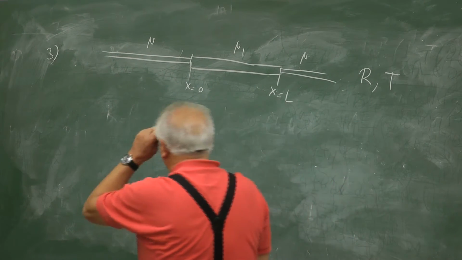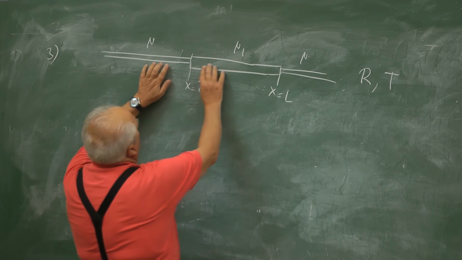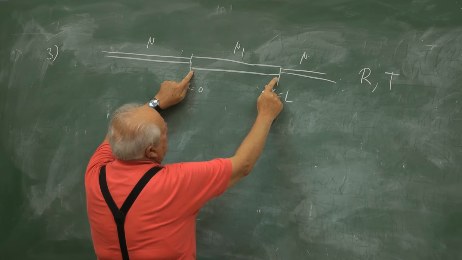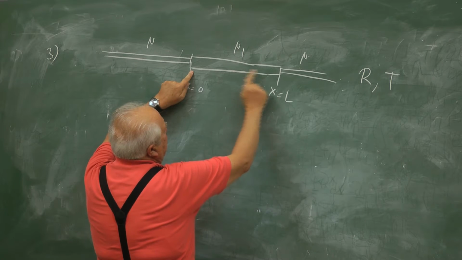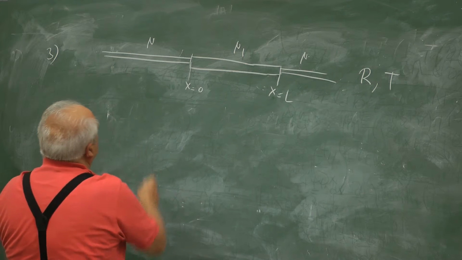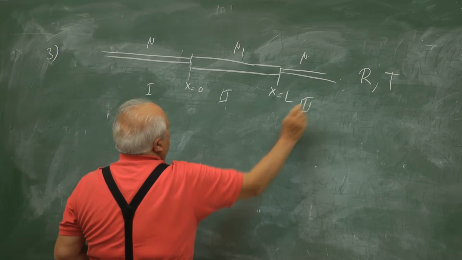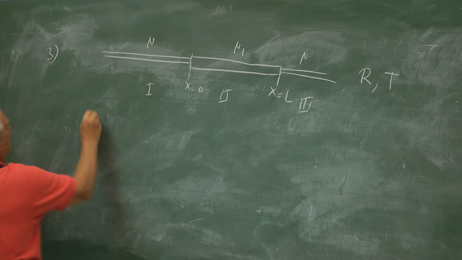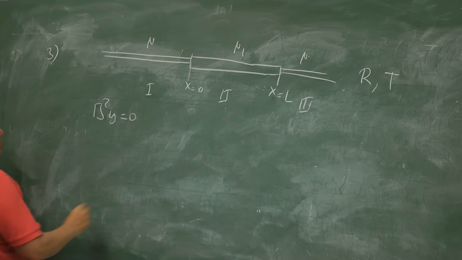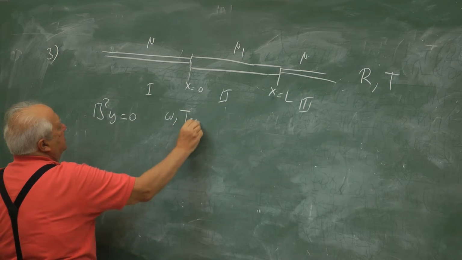And this is interesting. Before we discussed two semi-infinite strings. Now there's a finite length. So there are two discontinuities, and there are three regions: 1, 2, 3. And at each region, the wave equation is solved. Invariants in this problem are omega and tension.